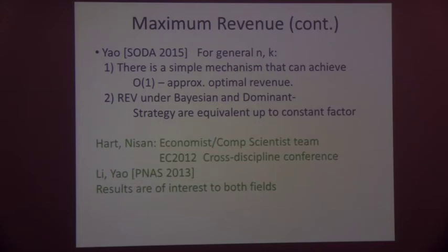And if you dig and apply those things further, it has the consequence that it shows that the revenue concepts under both the Bayesian and the dominant strategy are equivalent up to a constant factor. I don't want to define what this means, except that this kind of question is of great interest to economists. They know for the one item case that these two things are exactly equivalent in terms of revenue. But they couldn't make any real progress for more items and more buyers.